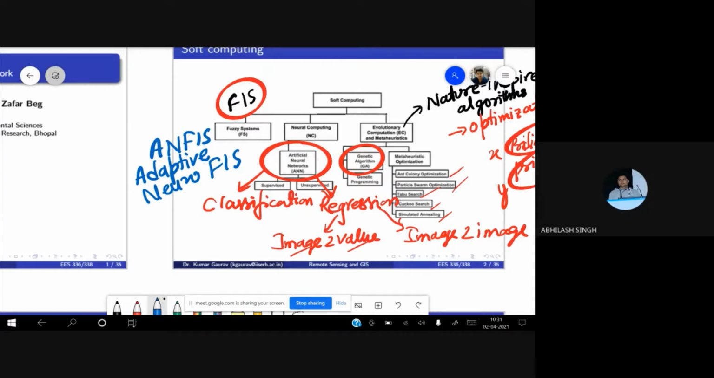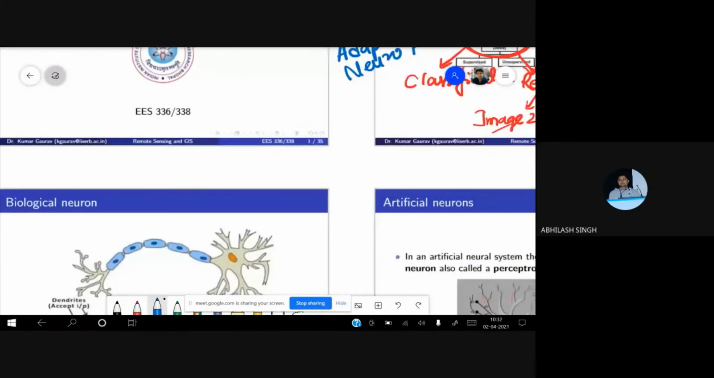For ANN, since we are in a remote sensing class, in remote sensing we have to deal with different kinds of images, and the variant that we will use is CNN, convolutional neural network. So let us proceed further and see a biological neuron.